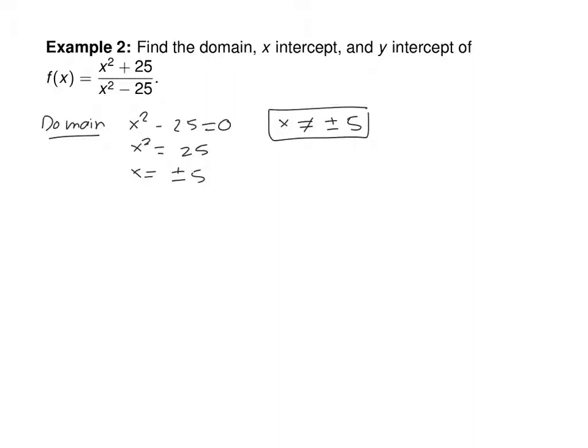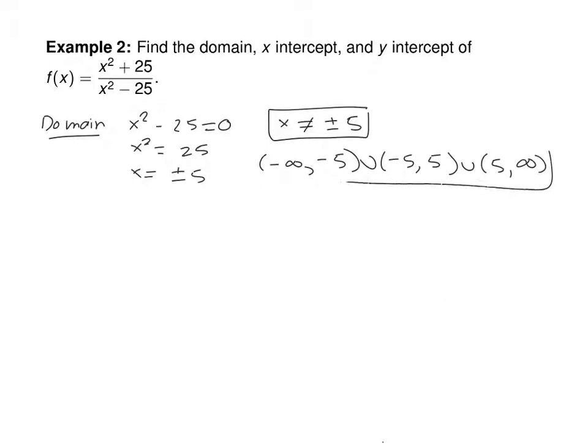So your domain is x cannot equal those two things. And this one's going to be kind of long. So as an interval, it's negative infinity. What's the first number you have to leave out? Negative 5. Parenthesis, union. And then you can go from negative 5, not including it, all the way up to 5, right? And then from 5 to infinity. So many symbols. I apologize, but it is what it is.